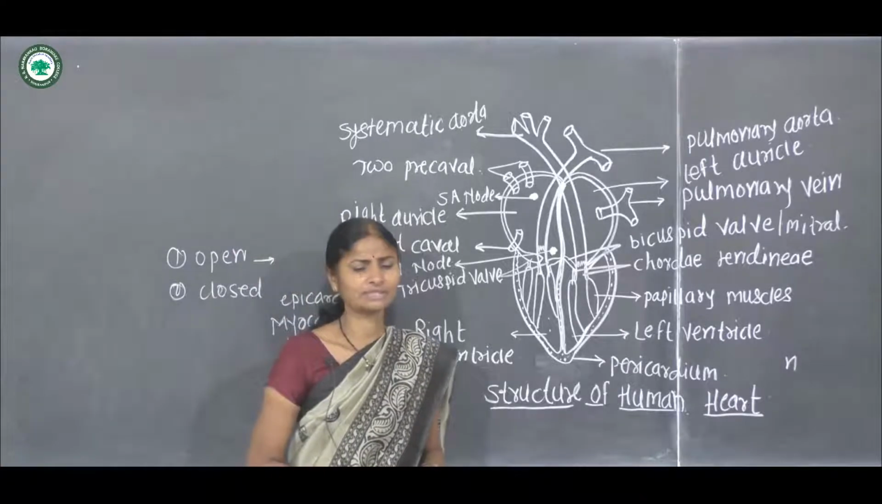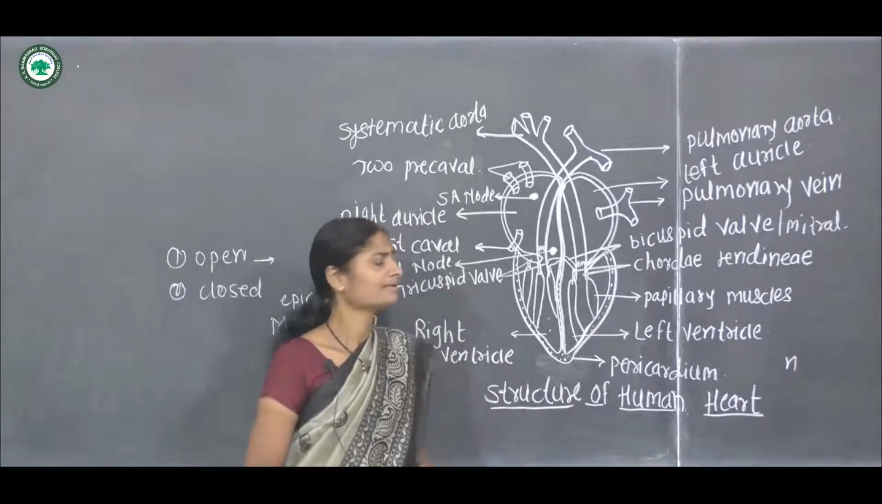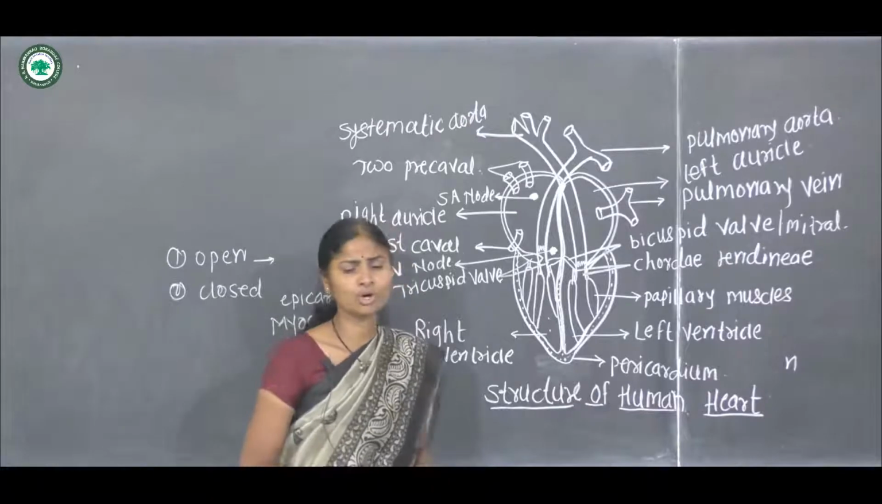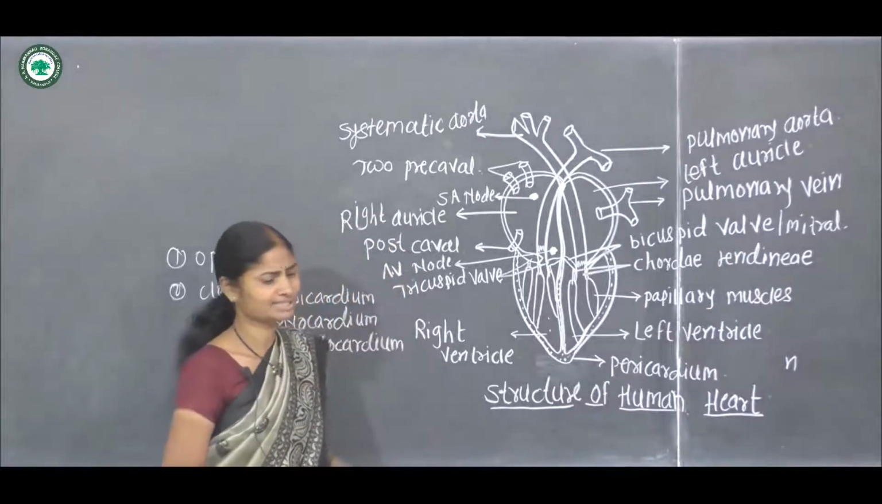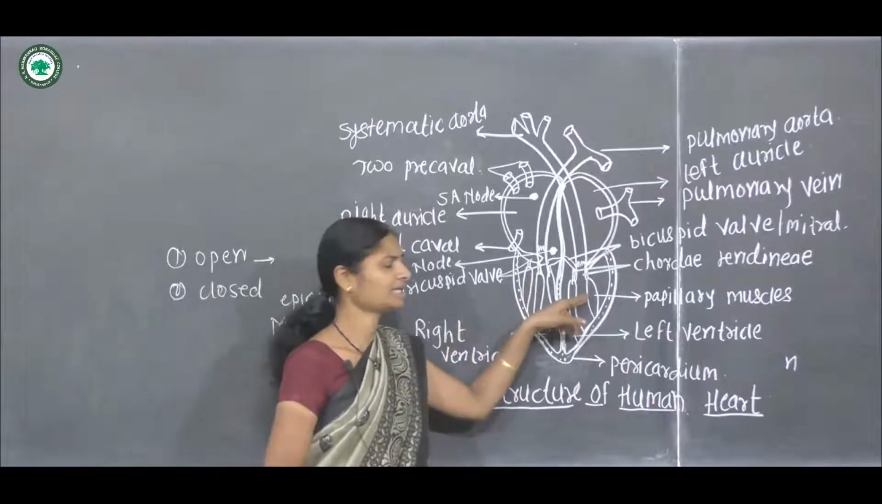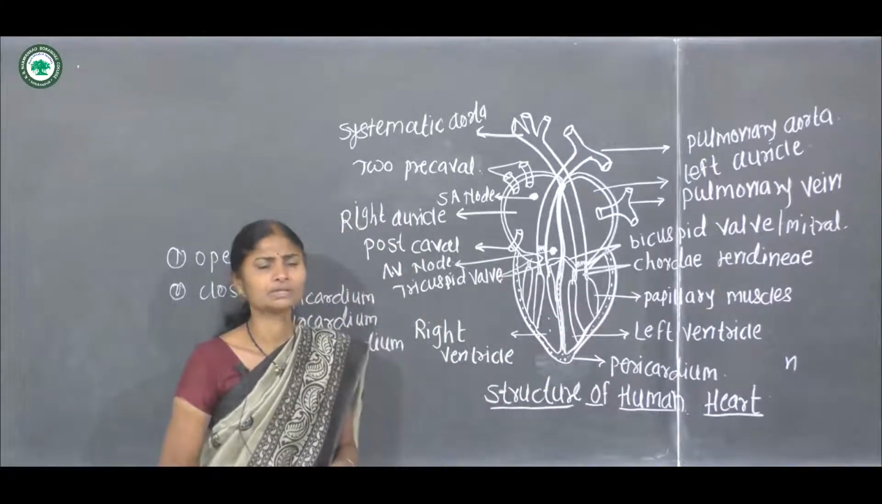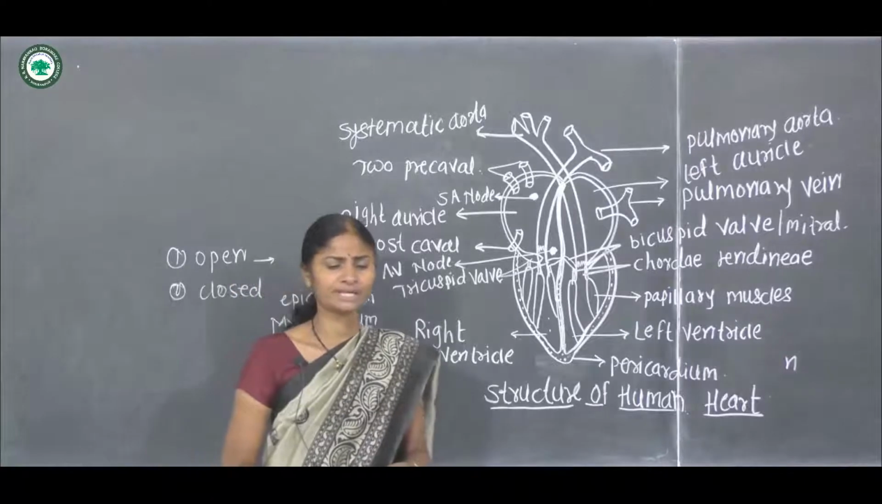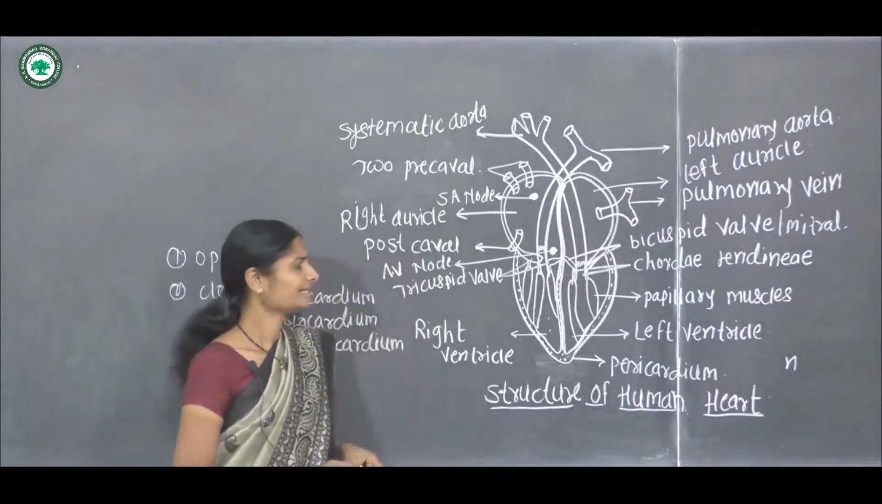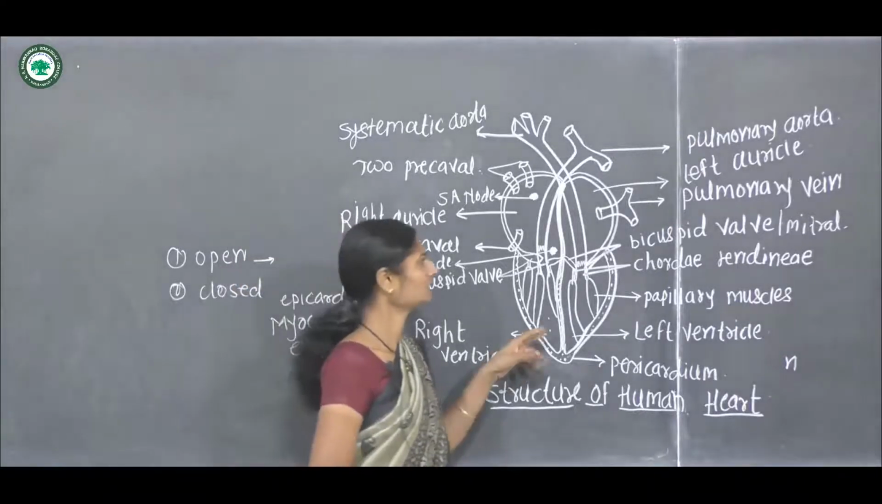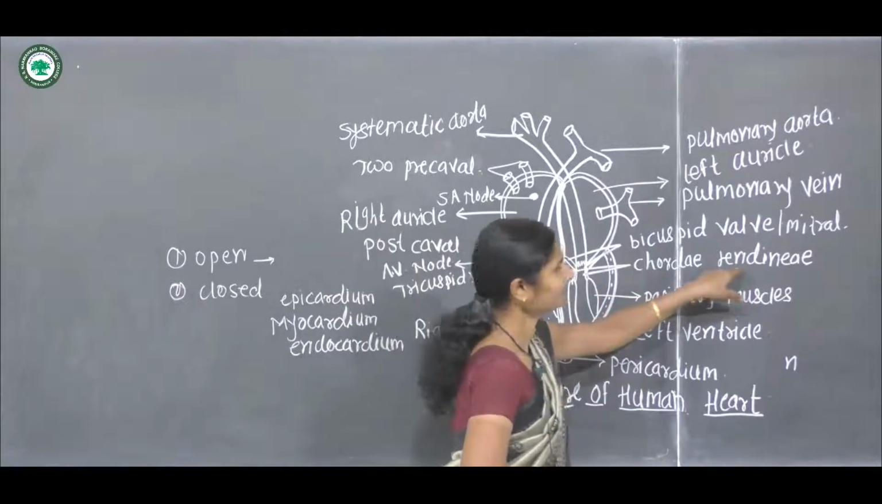Both tricuspid and bicuspid valves are fastened to small conical muscles called papillary muscles, which are present on the ventricular walls, through several tendinous strands called chordae tendineae.